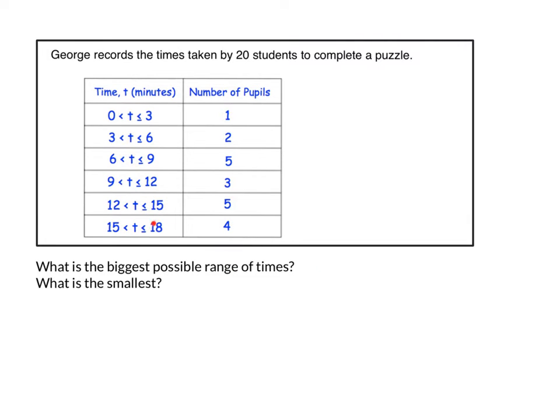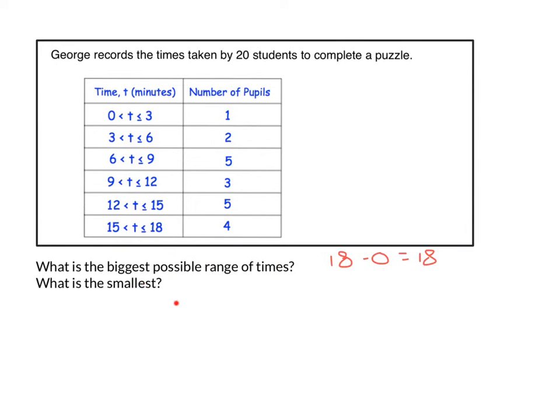So 18 minutes and 0 minutes. So 18 take away 0 is 18. So that's if someone took 0 minutes. So maybe it was rounded down. They took 30 seconds, for example. And the longest person took 18 minutes. So that's just an assumption.